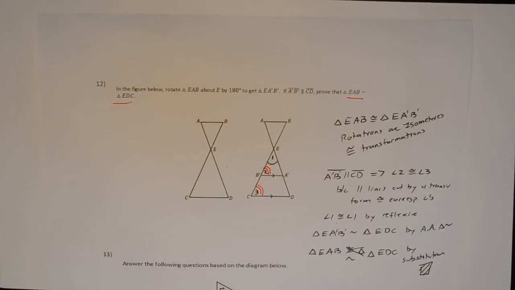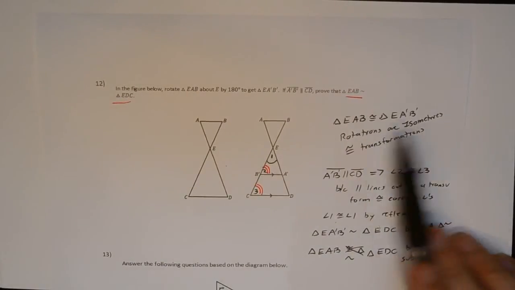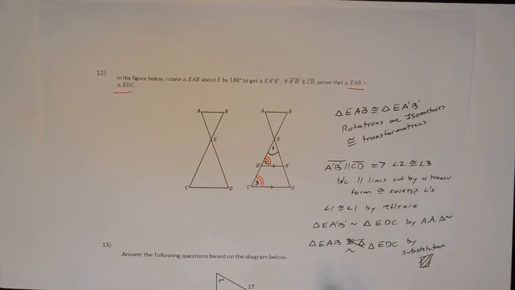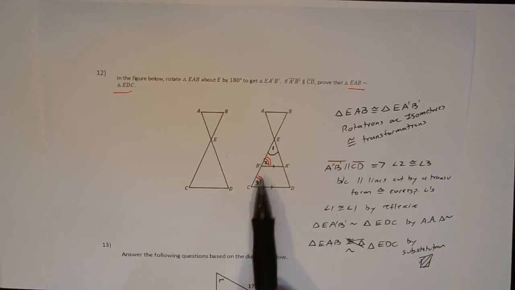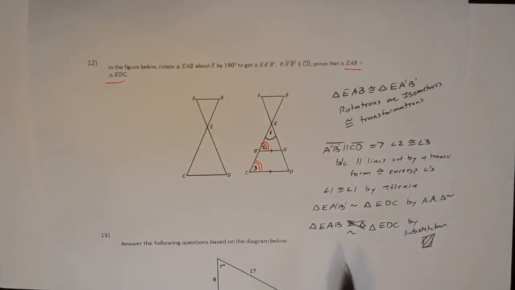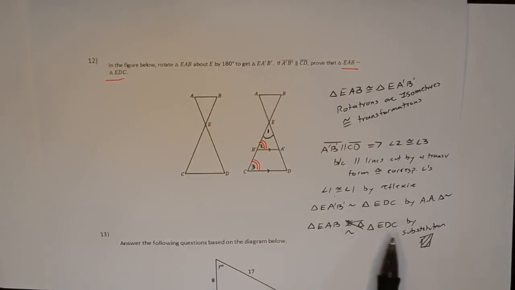So that's a pretty straightforward proof, taking advantage of the fact that rotations are isometries, that is to say congruence transformations, and a quick angle-angle proof using corresponding angles and one reflexive on the image and the larger triangle down there. Quick substitution gets us the original triangle similar to that larger triangle.